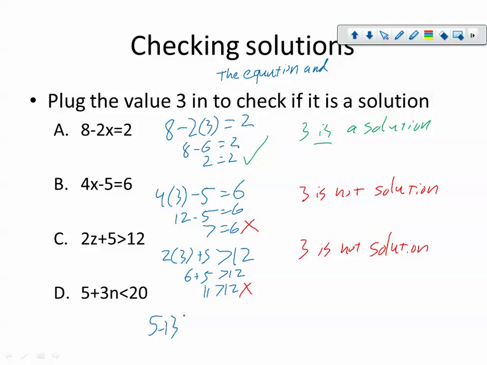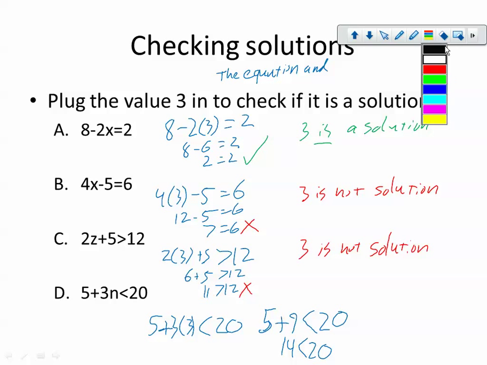5 plus 3 times 3 is less than 20. Well, that's 5 plus 9. I'm at the bottom of the board, so things are writing weird. I'm also right in front of the microphone, so I probably just got super loud. 5 plus 9 is 14, and 14 is less than 20. Did I say 12? I meant to say 20. So is that a true statement? Is 14 less than 20? Yes. So 3 is a solution.